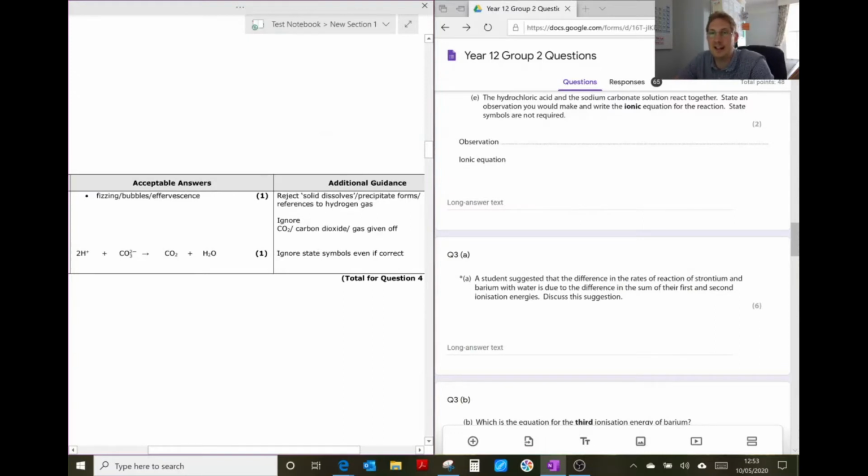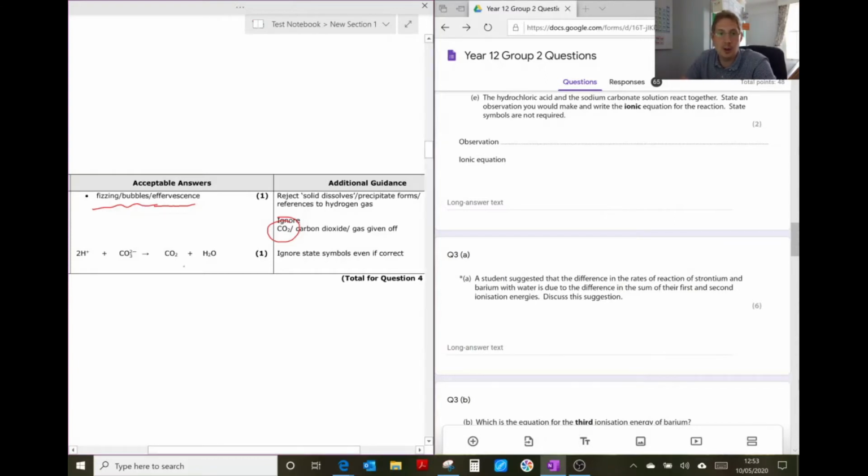If hydrochloric acid and sodium carbonate react together, the observation you would make is you would see fizzing, bubbling, effervescence. Ignore CO2. You don't know carbon dioxide is being given off. You can just see bubbling. One person did say bubbling that would turn lime water cloudy. Yeah, okay, you would see that.